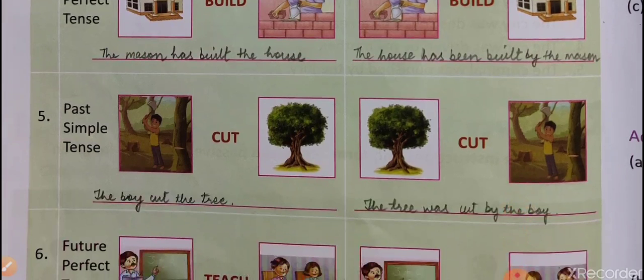Past simple tense, the boy cut the tree. Since the verb cut has all three forms the same. The normal form of the word cut is cut. The past form of this word is cut, and the past participle is also cut. So cut goes like cut, cut, cut. So the boy cut the tree. The tree was cut by the boy.